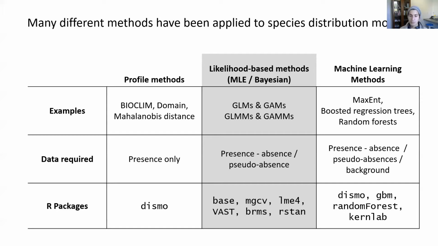And some methods work by characterizing the conditions that we have observed a species in and comparing them to the background set of environmental conditions that are available, which we call presence background data. So that's opposed to characterizing both the environmental conditions where they're observed and the environmental conditions where they haven't been observed, which is presence absence.